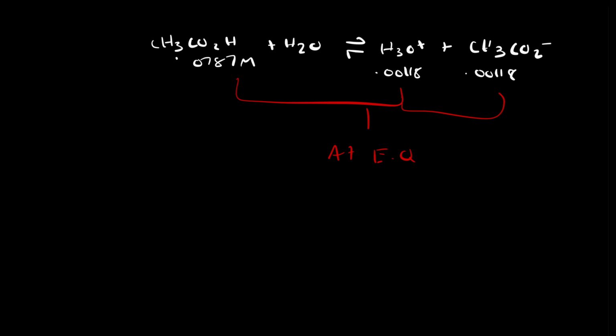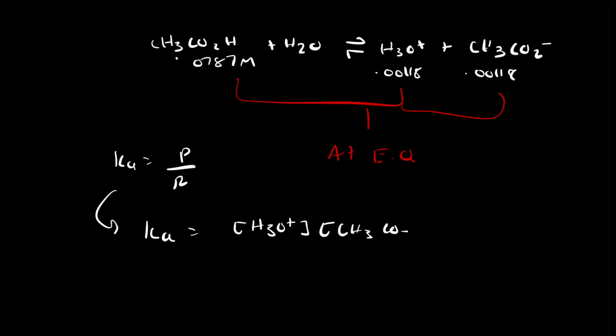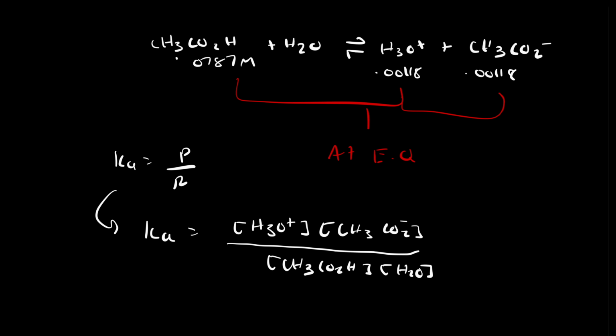So the equilibrium expression has to be products over reactants. In this case, if we were to work this out, Ka has to be equal to the concentration of H3O plus times CH3CO2 minus, don't forget the minus there, all over CH3CO2H, acetic acid, and water. If you remember, water is a pure liquid though, right? And we don't include pure liquids. So water can go out.